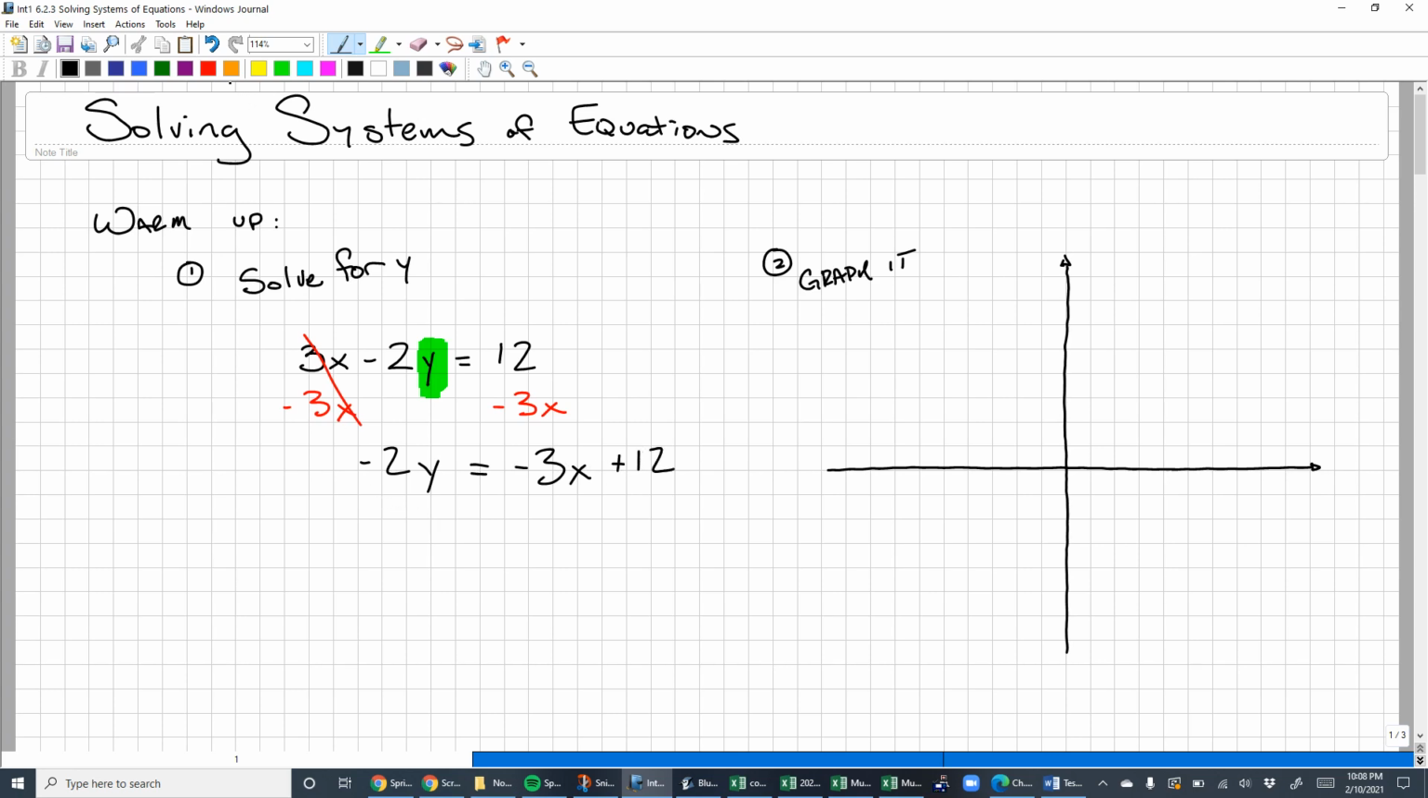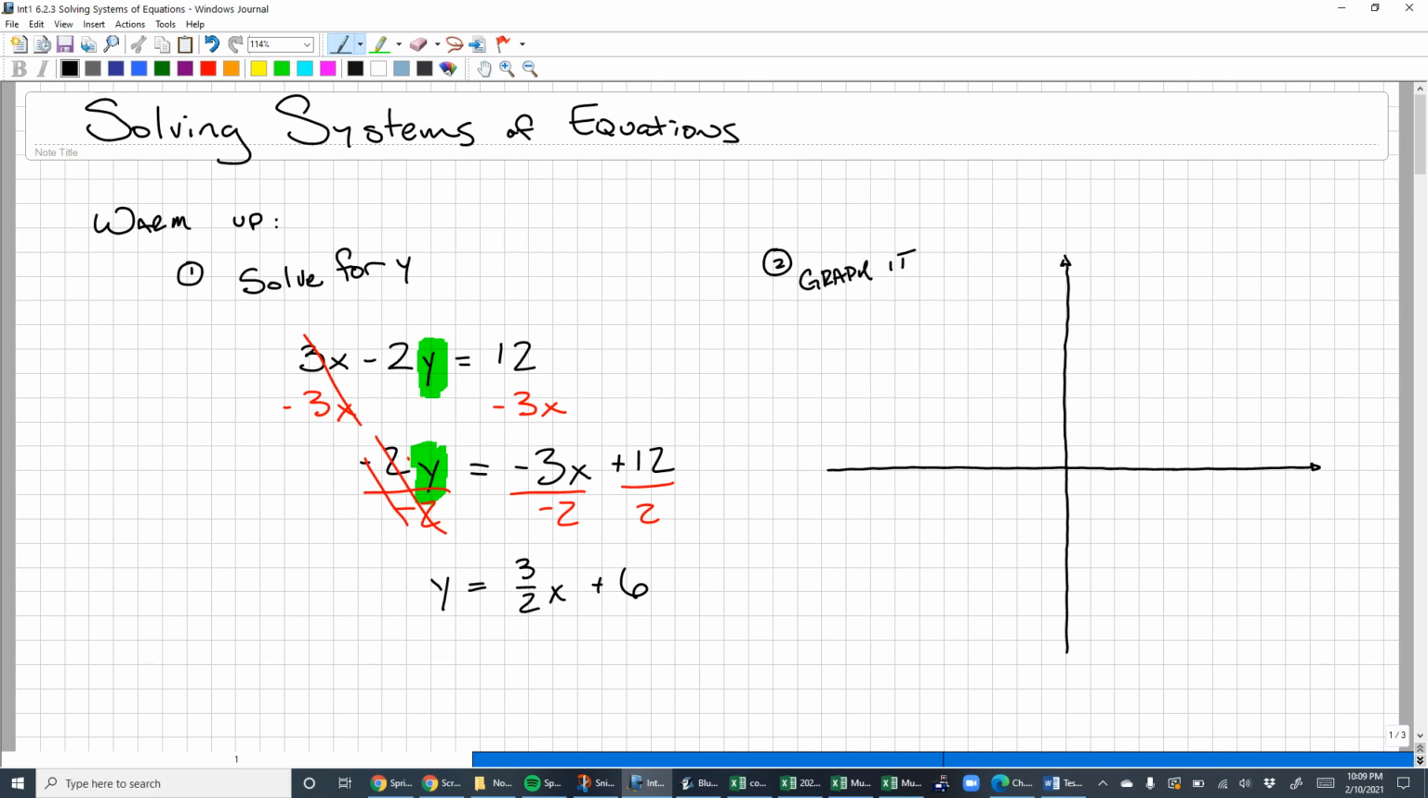We need to now get rid of the thing that's keeping y from being by itself. Right here, we need to get rid of that negative 2. The opposite of times negative 2 is going to be divide by negative 2. And so we do that on all the terms that we have in the equation. We're now going to be left with y is equal to positive 3 over 2x plus 6.